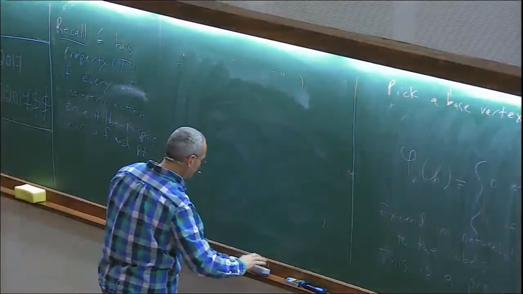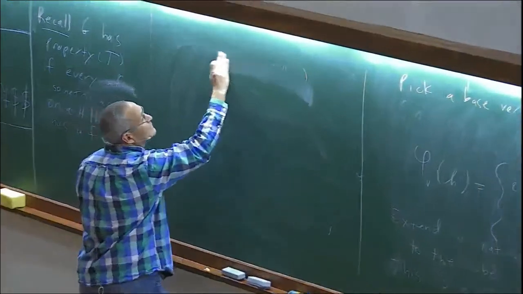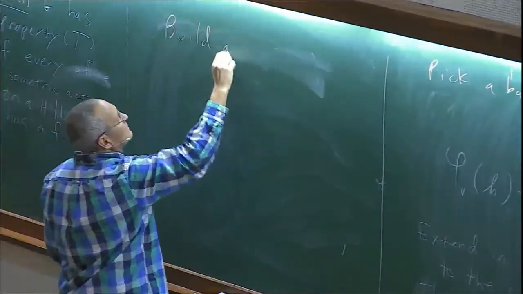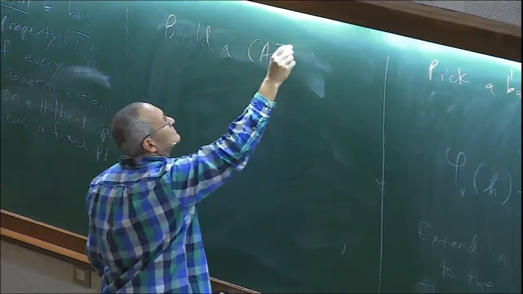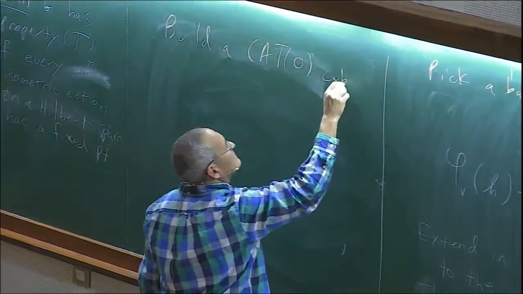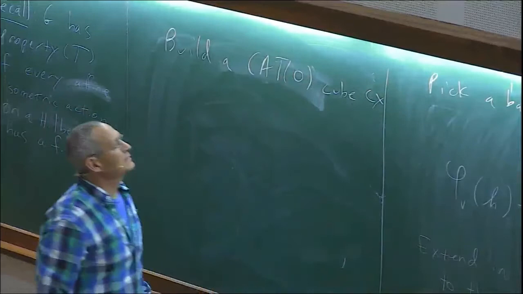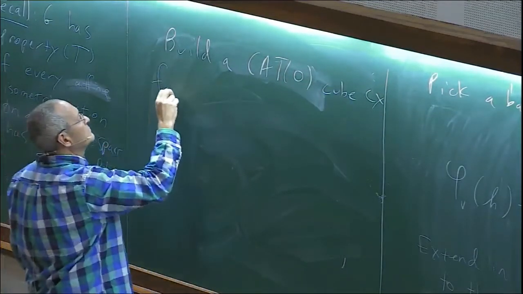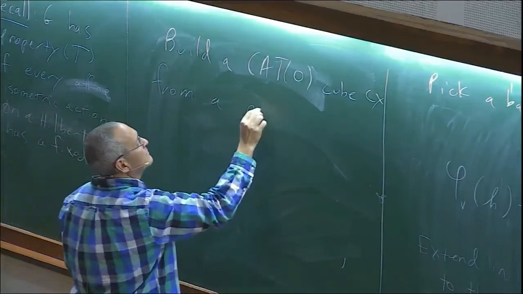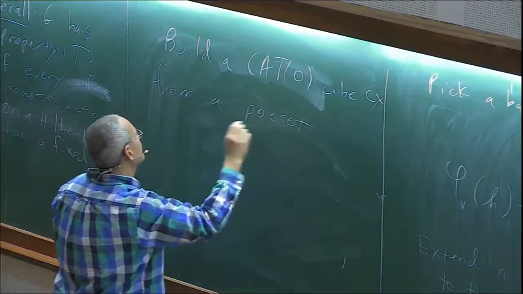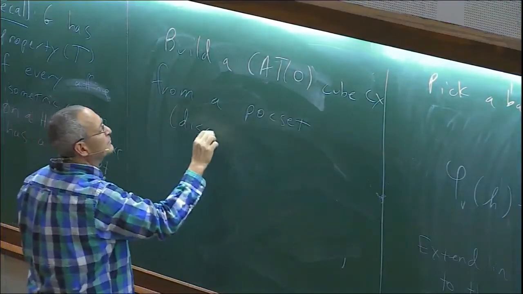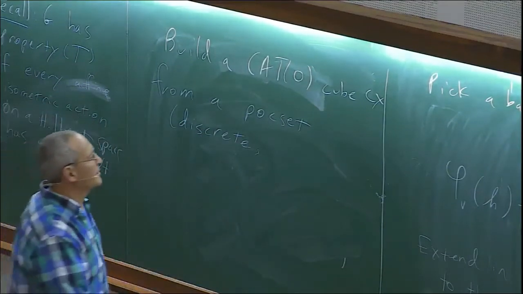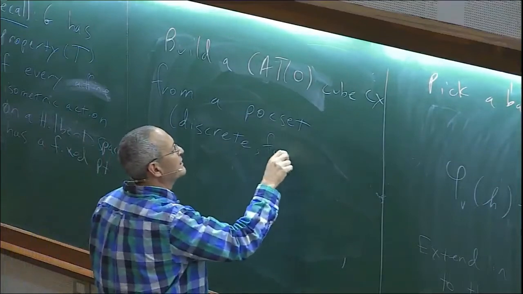Okay, so we want to build a CAT(0) cube complex from a poset. I'm going to always assume discrete, and for what I'm going to talk about, I'm going to talk about finite width.